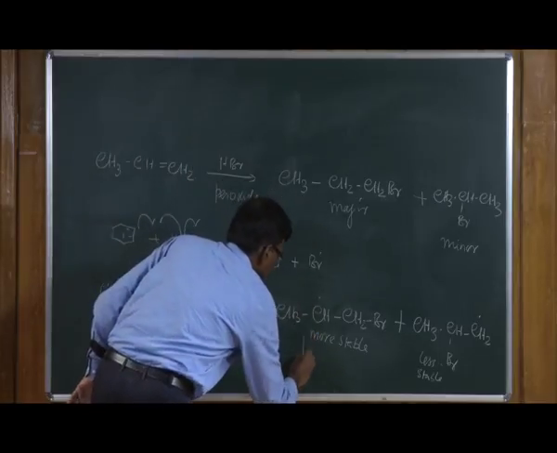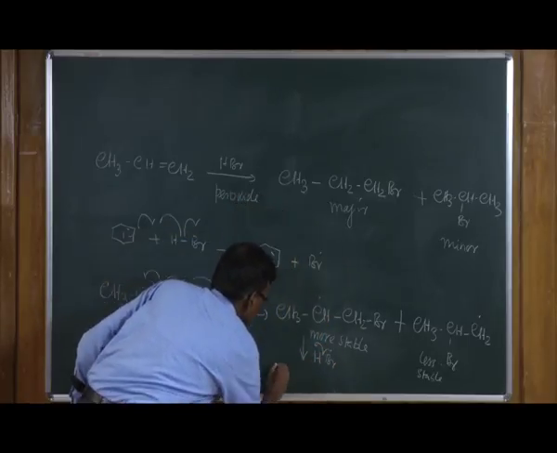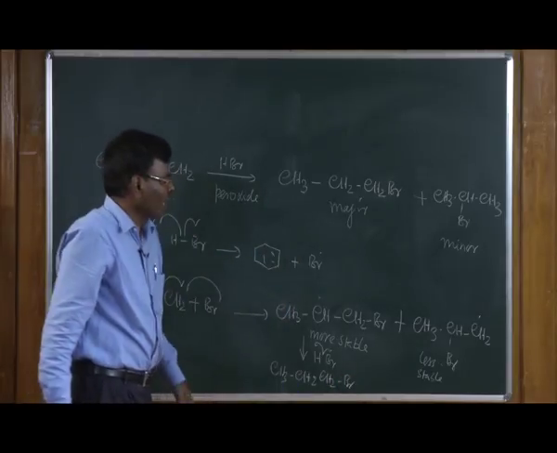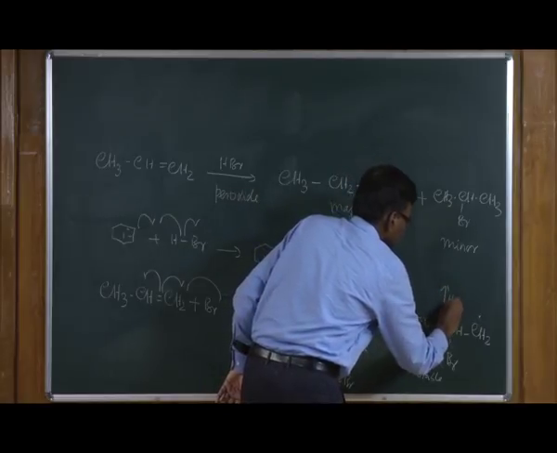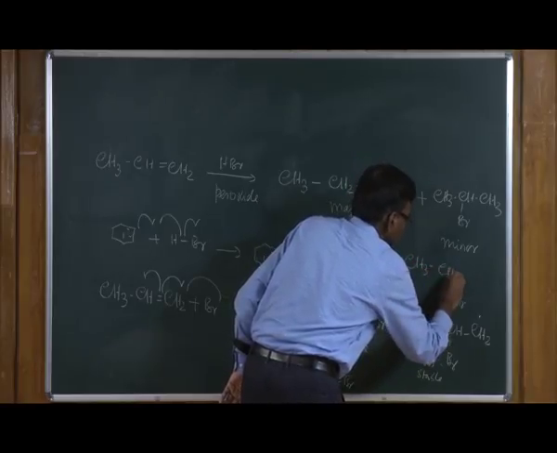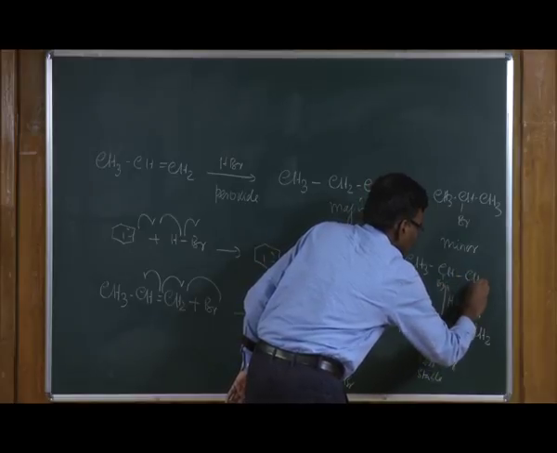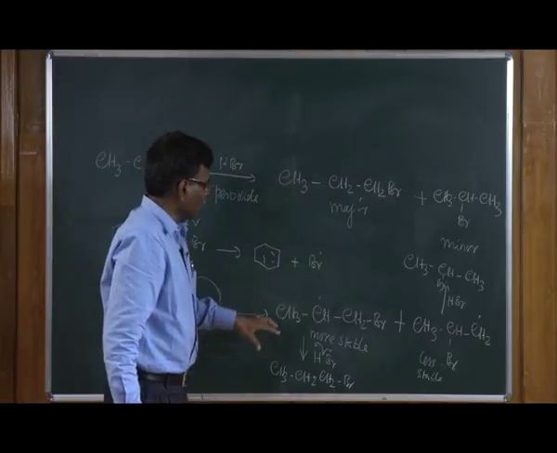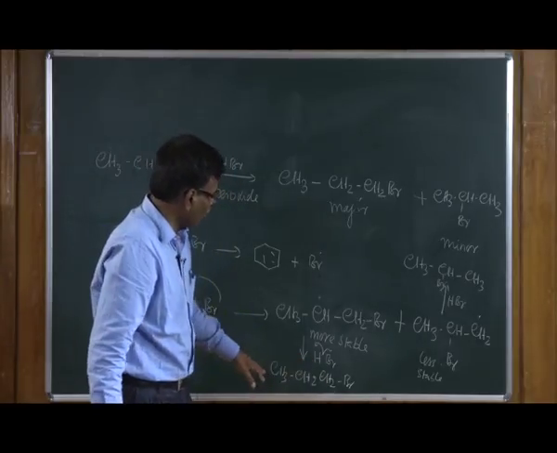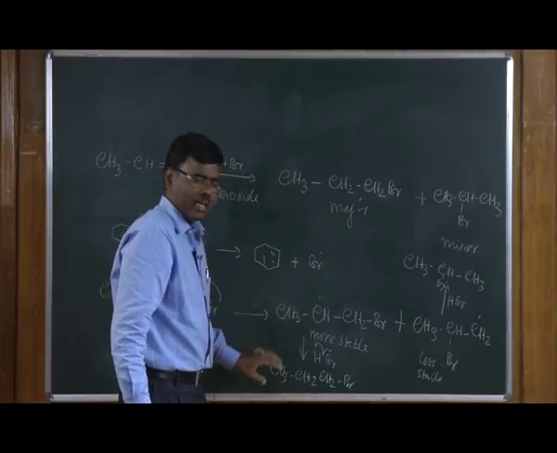Once you form this radical, it can now react with another HBr. So, this can abstract the hydrogen atom, and you will get the primary alkyl halide. Similarly, this can react with HBr and abstract the hydrogen atom, and in this case you will get the secondary alkyl halide. So, whenever you carry out the reaction in the presence of peroxide, we get this primary alkyl halide as the major compound, because of the formation of the secondary radical in this case. This is called the anti-Markovnikov product.